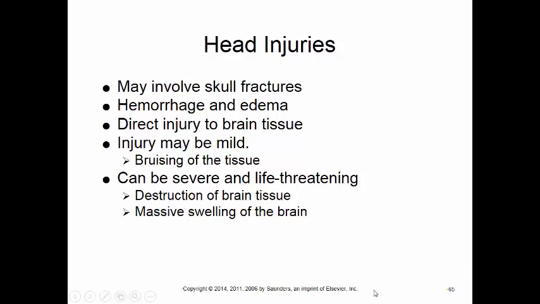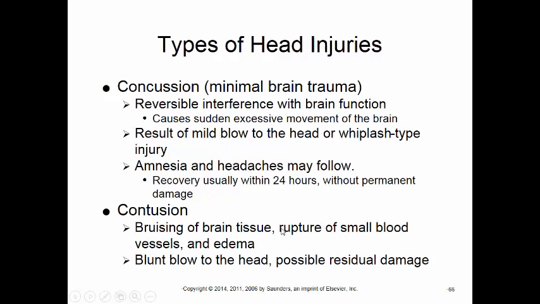Head injuries or head trauma may involve different things such as skull fractures, hemorrhage and edema, and direct injury to brain tissue. Injuries can be mild or they can be severe and life-threatening. In mild conditions, the brain usually just bounces around inside the skull a little bit and bruises the tissues. When it's severe or life-threatening, you have destruction of the brain tissue, and you can have massive swelling and increased cranial pressure that causes life-threatening injuries.